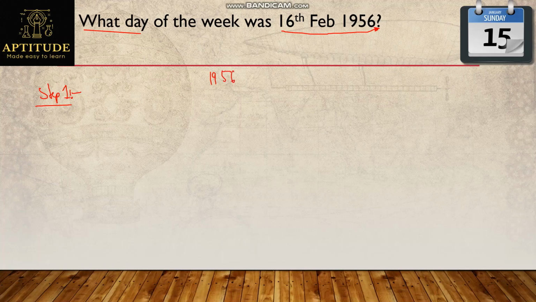The given year is 1956. First of all, we need to write the century year of this. Which century is this one? Like 1900, right? The century year close to this one is 1900. We need to always write the previous century year. So 1900. And after this, write down the last 2 digits of the year as it is.